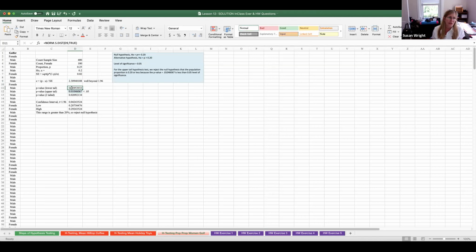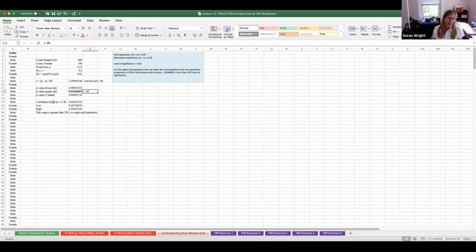So first, notice the function I'm using here. It's different. NORM.S.DIST, which is the same process. You put in the z-score and you say true. That's the lower tail. Then you do 1 minus that to get the upper tail, and you do 2 times the min of those two to get the 2-tailed. We're doing an upper tail, so we want to test that. It is in fact lower than alpha, so we would reject the null hypothesis.